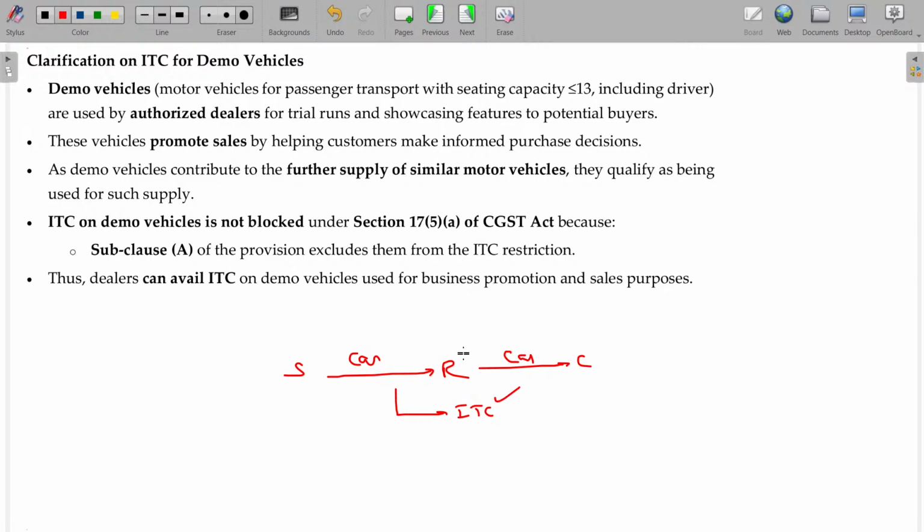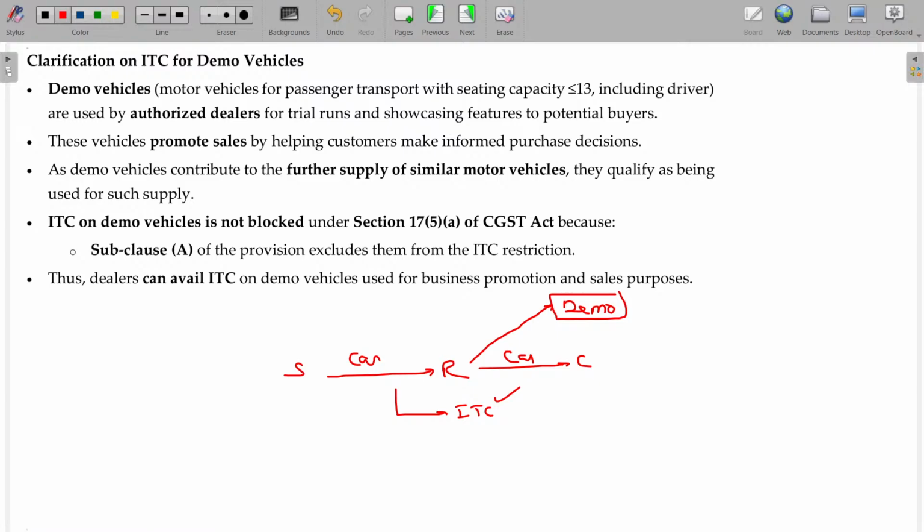But what happens? The recipient uses the car for demo. That's the question raised. This is a taxable supply. Customers come and say, show me demos, only then will I purchase. So we give test drives. All the cars given for demo are driven by various customers as a test. Thereafter they are not saleable, or saleable only at a much discounted rate in auction.